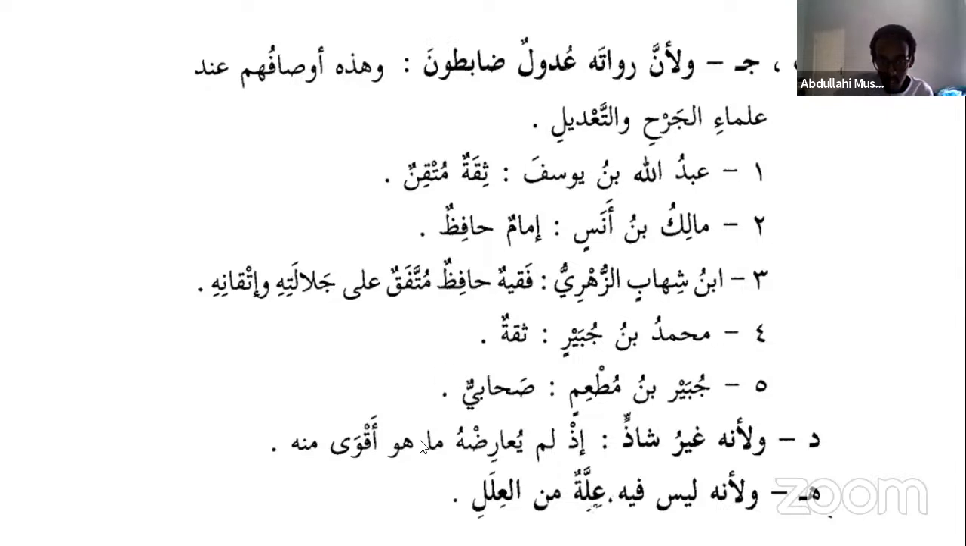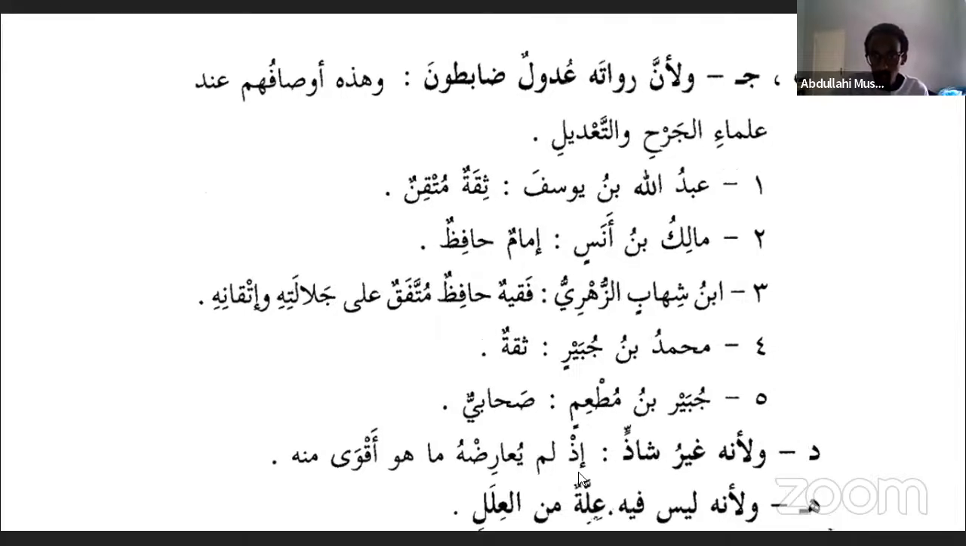And then the fourth condition is, and this is an important point because a belief that distinguishes Ahlul Sunnah wal Jama'ah from the Shia is 'udul as-Sahaba. That we believe that all the Sahaba were people of integrity, that they would never lie about Rasulullah sallallahu alayhi wa sallam. And then the fourth condition is غير شاذ إذ لم يعارضه ما هو أقوى منه. That this hadith is not a shadh hadith. It does not have an anomaly because there is no stronger chain of narration or stronger hadith that contradicts it.